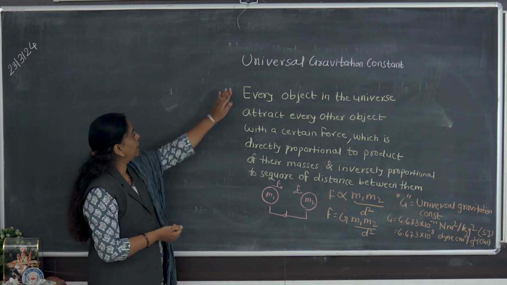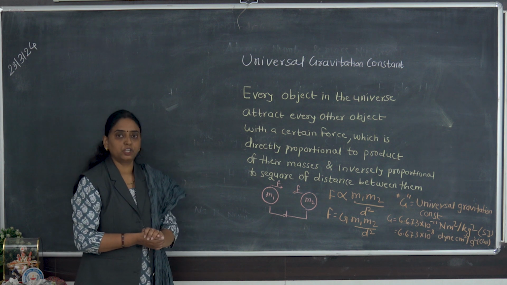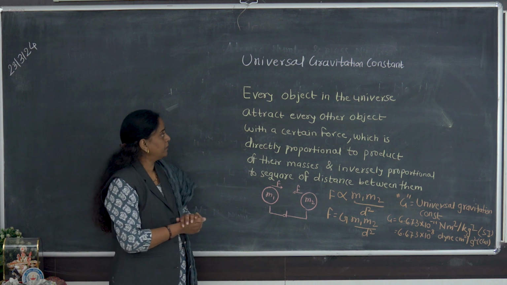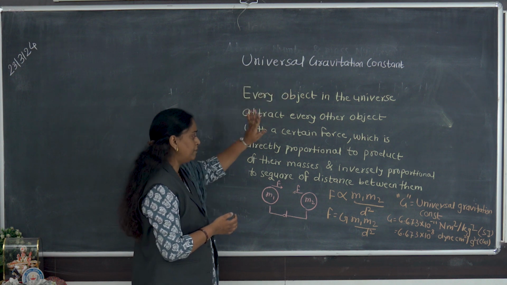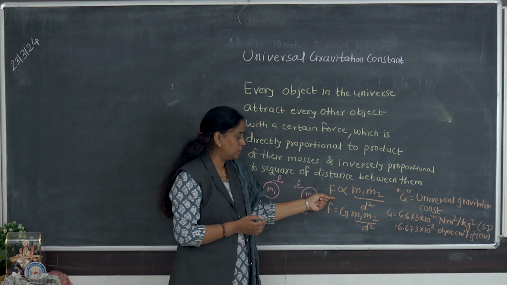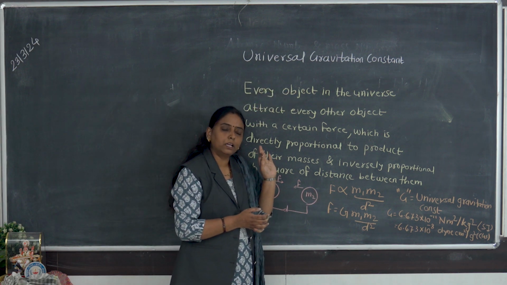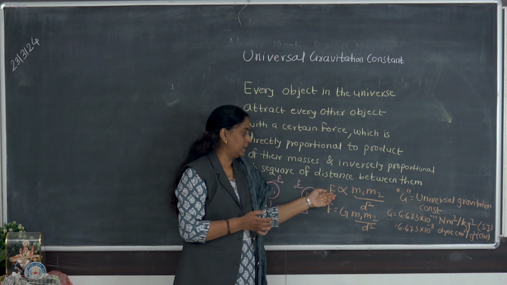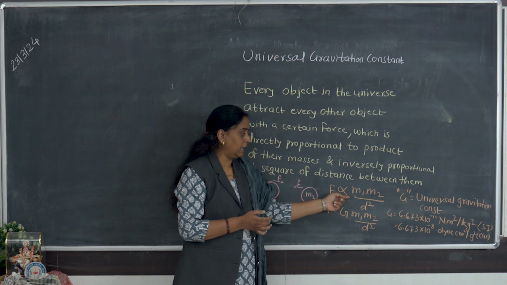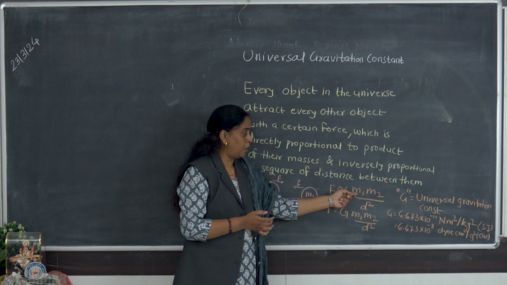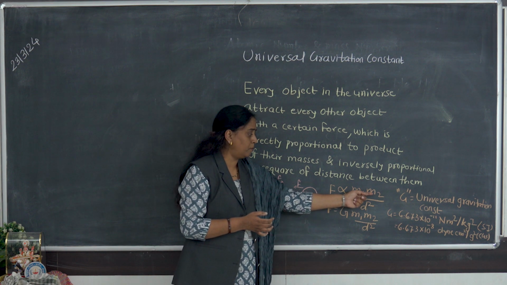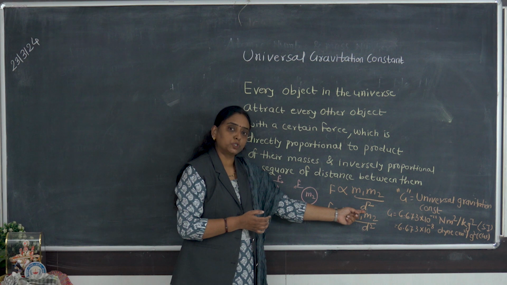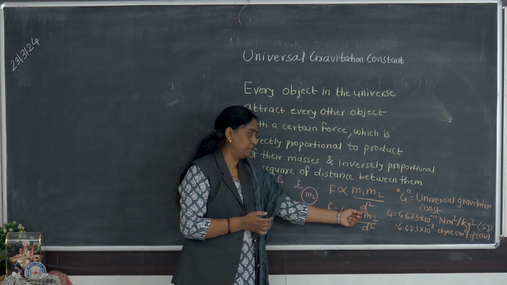For a law, here I have written the universal gravitation constant, and the law is the universal gravitation law. Only by using the formula, you can write the complete statement for this. F is directly proportional to the product of their masses m1 and m2. These are the masses of two objects, and F is inversely proportional to the square of the distance between them.